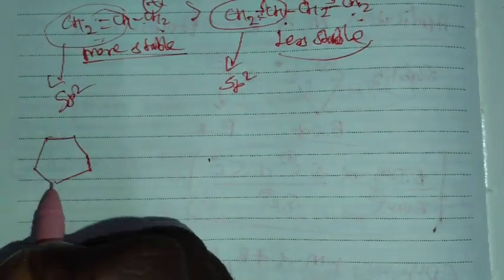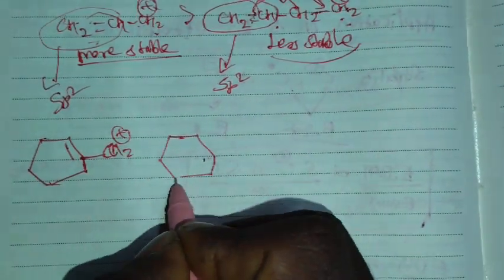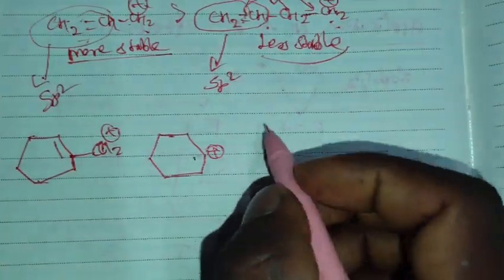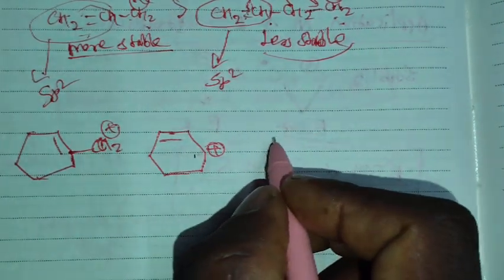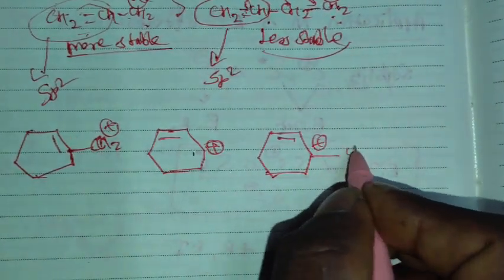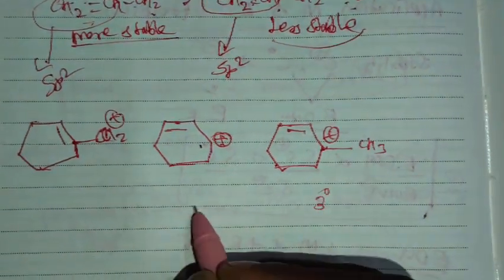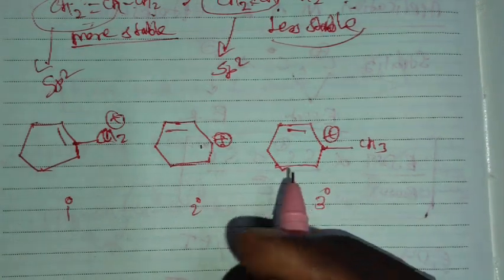Then next, let's go to another example, a cyclic compound. Here there is a CH2+ with a double bond, and in this compound there is a plus charge, and in another example there is a double bond. Here this contains a double bond and a positive charge. Here is CH3. See, this carbocation is tertiary, this is secondary, and this is primary.